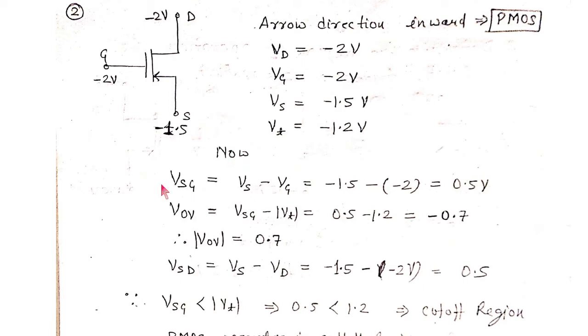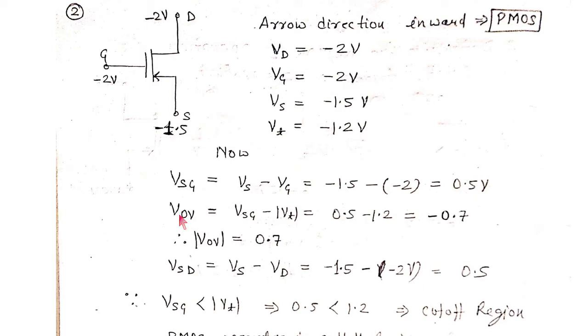Now we will evaluate VSG. Since it is PMOS, we will not evaluate VGS, we will evaluate VSG. What is VSG? VSG is Vs minus Vg. Vs is equal to minus 1.5 and Vg is equal to minus 2. So minus of minus 2 is plus 2, minus 1.5, gives 0.5 volt.